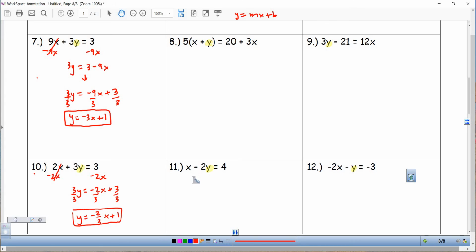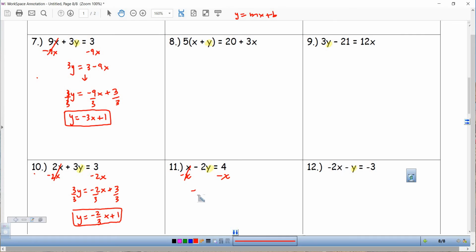If I were going forwards, what would I do? I would plug in y, multiply by 2, and then subtract it from x. So going backwards, I'm going to eliminate this x by subtracting x from both sides. x minus x, that's going to give me 0.